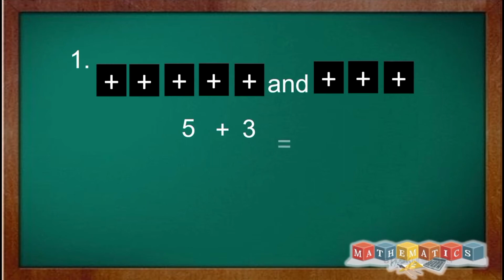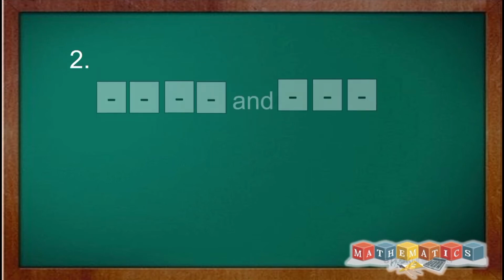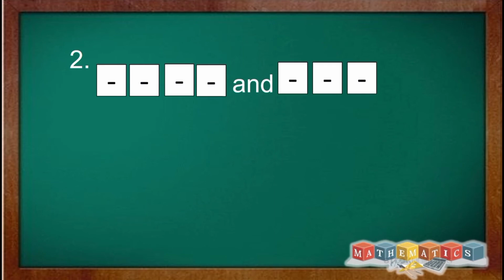How about if the given tiles are all negative? Okay, let us check. Combine 4 negative tiles and 3 negative tiles. Since the first 4 tiles are negative and the next 3 tiles are also negative, they will appear together. So, negative 4 plus negative 3 is equal to negative 7.